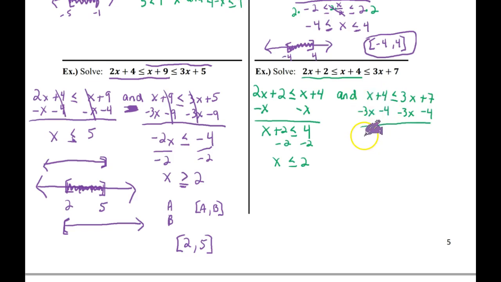X minus 3x is negative 2x. 4 minus 4 is 0. 3x minus 3x is 0. And 7 minus 4 is a positive 3. I divide by negative 2 to get it alone. And since I divided by a negative, I have to flip the direction of my inequality, and I end up with negative 3 halves over here. Alright, so from there, I've got my two key points here. I'm going to graph it.